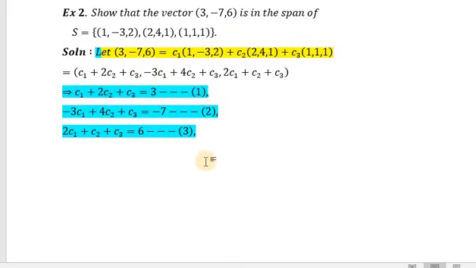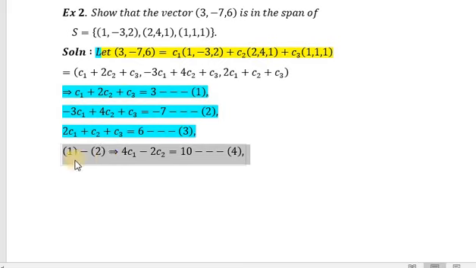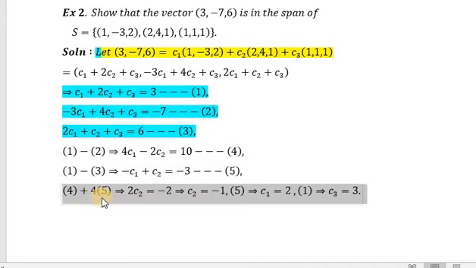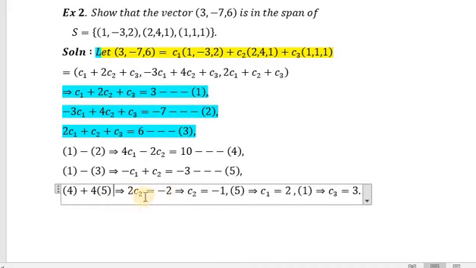Now by solving these three equations, by subtracting 1 minus 2, we get 4C1 minus 2C2 is equal to 10. Treat this as equation 4. Then by taking the third equation and the first equation, that is 1 minus 3, we get -C1 plus C2 is equal to -3. Take this as equation 5. Now by solving 4 and 5, 4 plus 4 into 5, this implies that 2C2 is equal to -2. So C2 is -1.